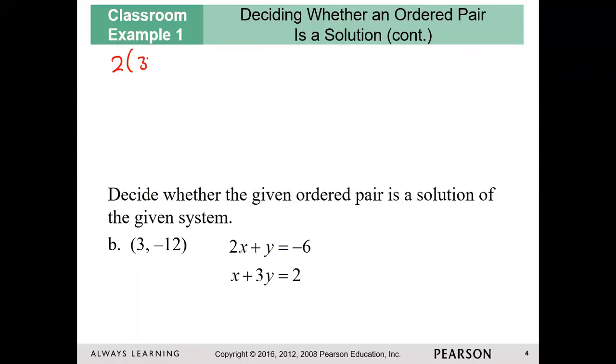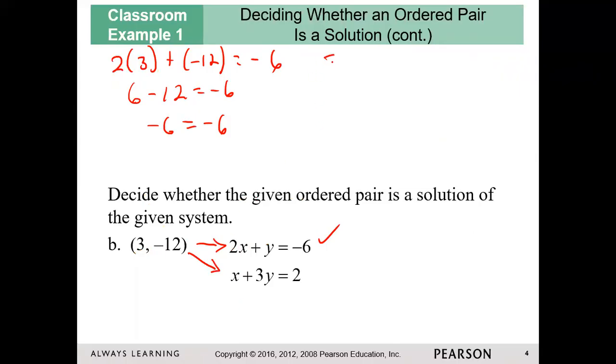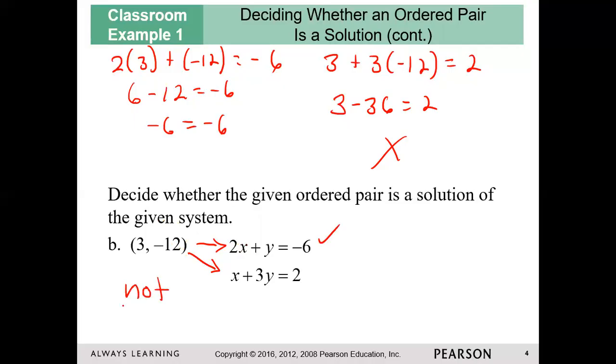So we've got 2 times 3 plus -12 is equal to -6. So this is going to be 6 minus 12 is equal to -6, and definitely -6 is equal to -6. So far, so good. So this is definitely a point on this line. Now we have to check to see if it is a point on that one. So we've got 3 plus 3 times -12 is equal to 2. And you've got 3 minus 36, and there is no way that that's going to be even remotely close to 2. So again, this was a solution to the first equation. It was not a solution to the second. So this is not a solution.